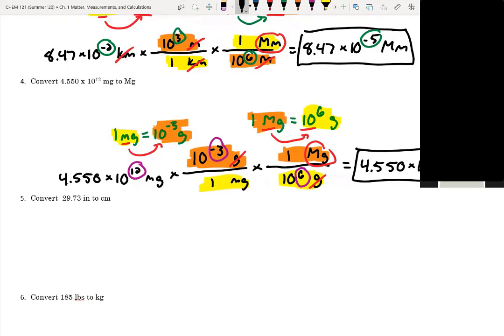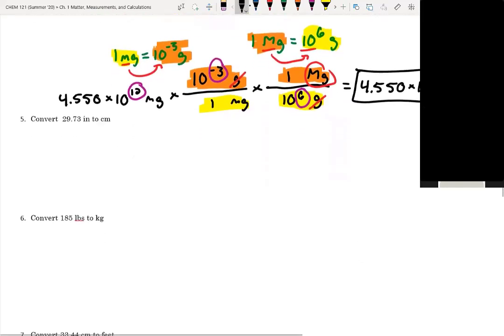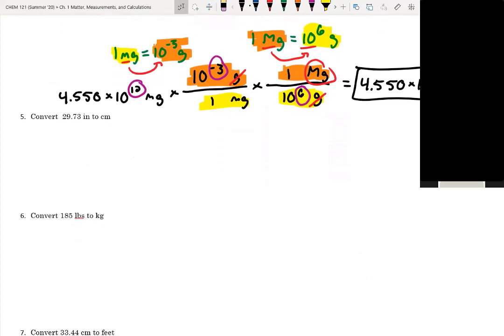So feel free to use scratch paper, color code, whatever you want. I often color code, as you probably have noticed in my videos. It's a lot easier for me to keep track of things if I match them with a specific color. Let's do the next one though.